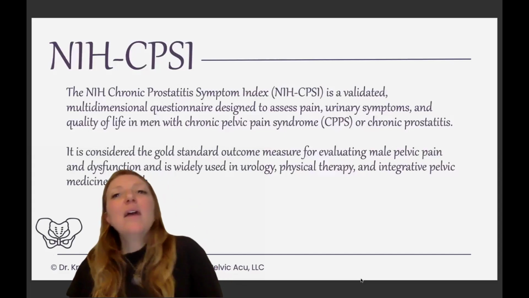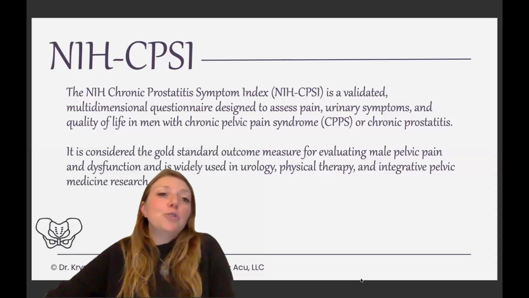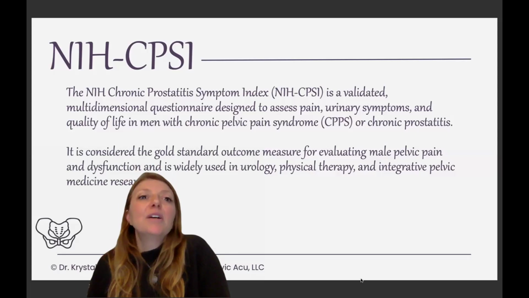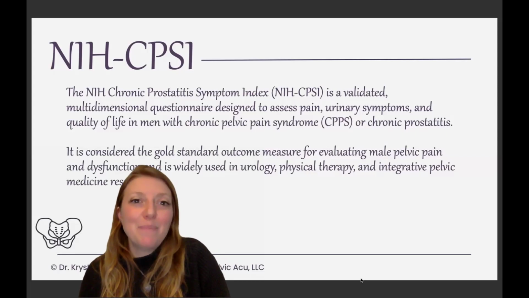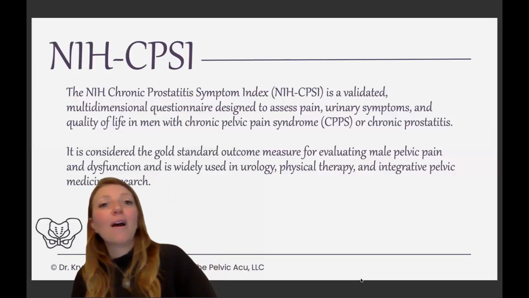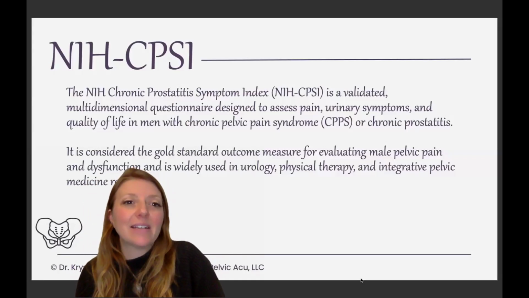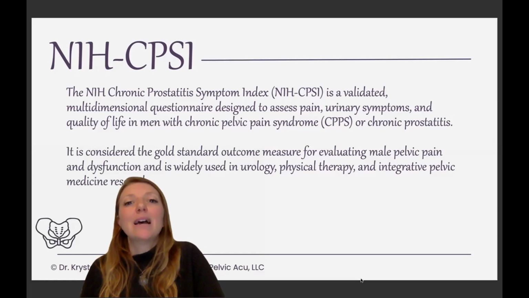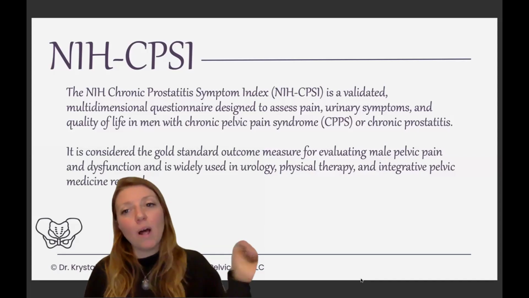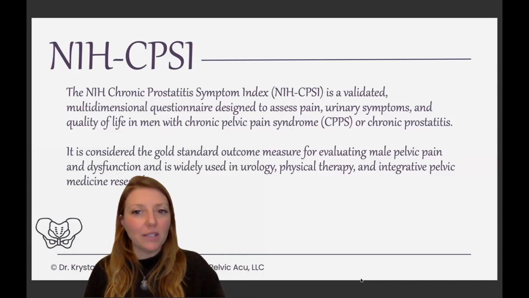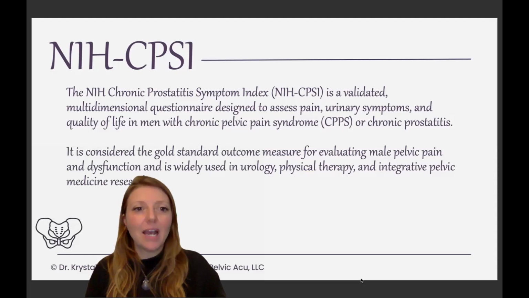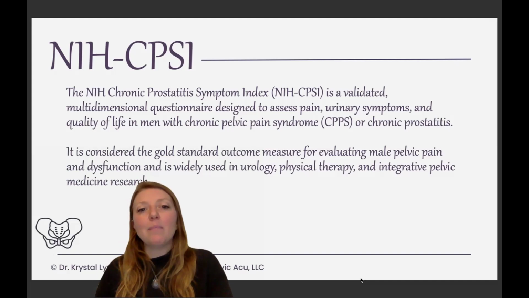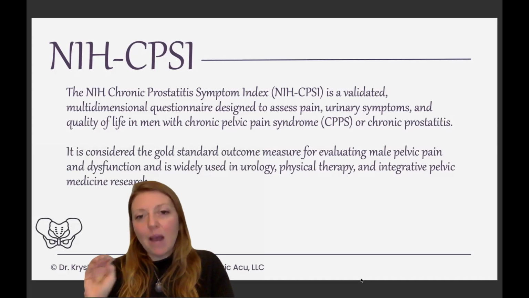And our last test, I wanted to have a test that was specific to the assigned male at birth population. So this is the NIH CPSI, which is the Chronic Prostatitis Symptom Index. It's another validated multi-dimensional questionnaire, which is used to assess pain, urinary symptoms, and quality of life in men with chronic pelvic pain syndrome or chronic prostatitis. It's really considered the gold standard for a men's outcome measure.